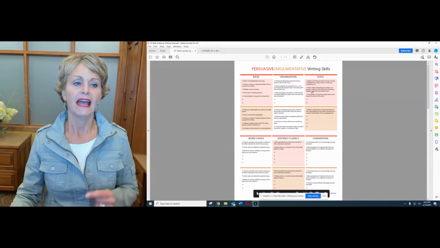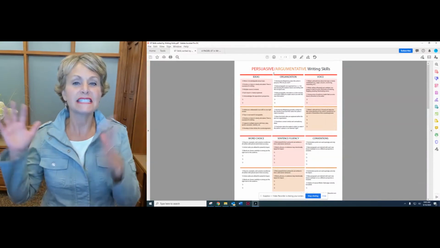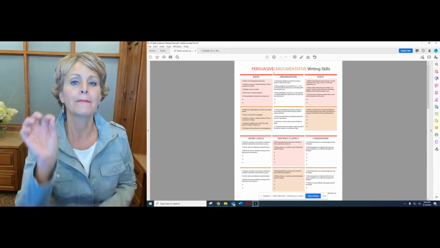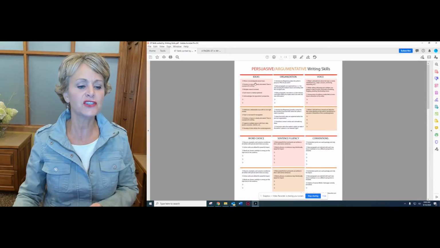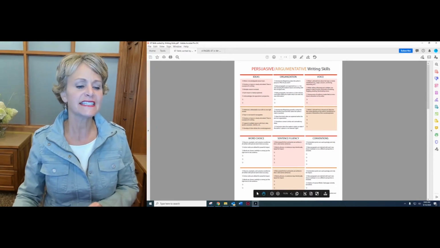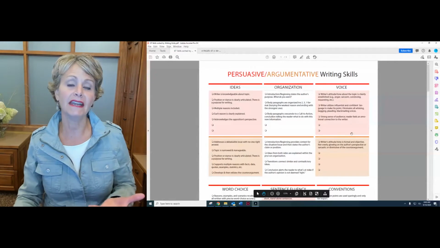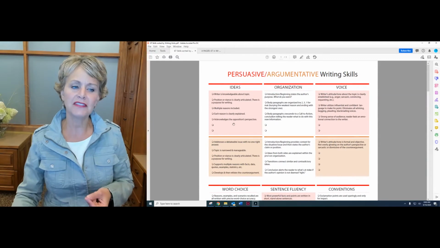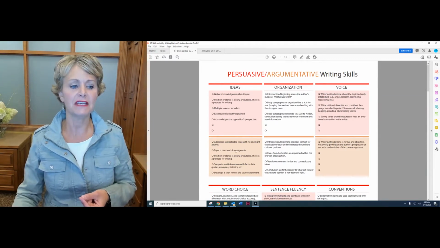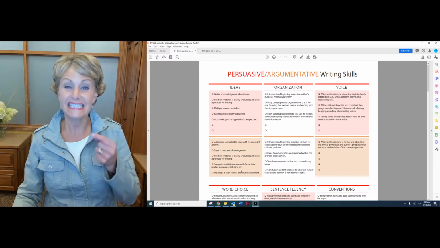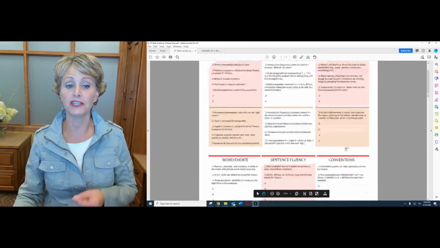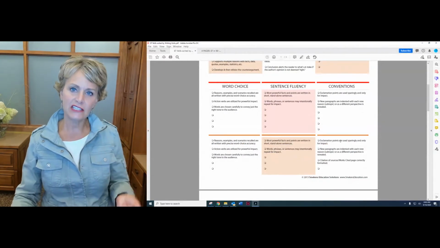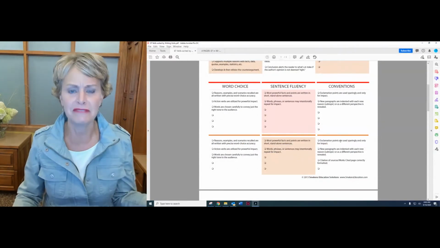Here's the first one. I have taken the 6 traits and thought about the little subskills for each trait per unit. And so as I zoom in on this example here, you'll see that this is persuasive or argumentative. So for your 3rd, 4th, 6th, 8th grade teachers, if you're going to work on the trait of ideas in persuasive argumentative, it might be some of these lesson skills or organization or voice. Now, you don't have to teach all 6 traits in every unit, but I'm just pointing out these are skills per trait that would be an obvious fit.